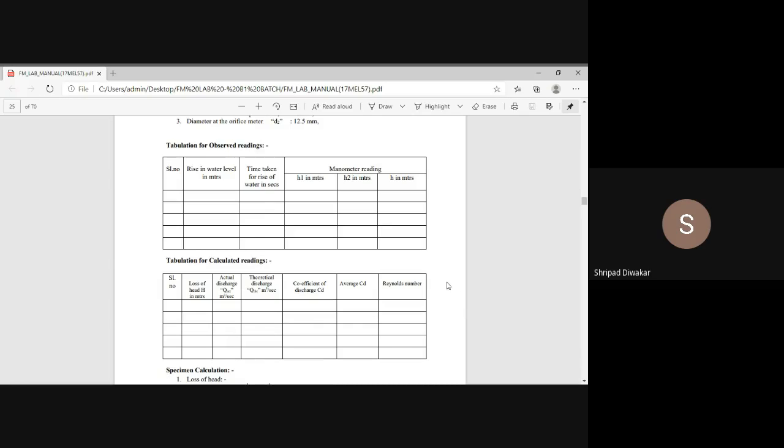Now I'll give one set of readings. Can you do the calculation, guys? Sure, I'll give the readings. Serial number 1 you take. As I said, the rise in water level is always 10 centimeter. You write 0.1 meter. This is a standard value, 0.1 meter. Time taken, we note down: 39 seconds.